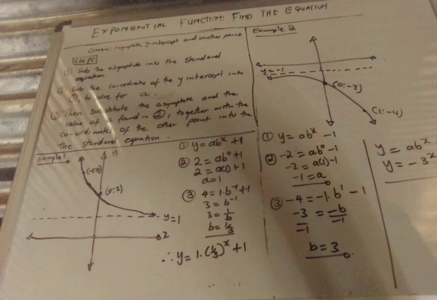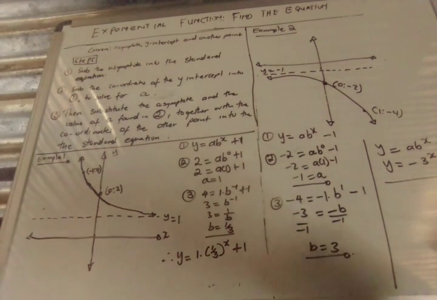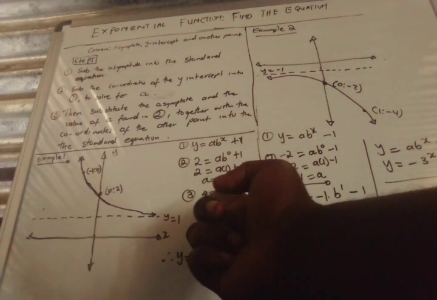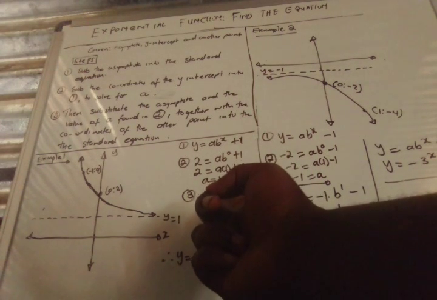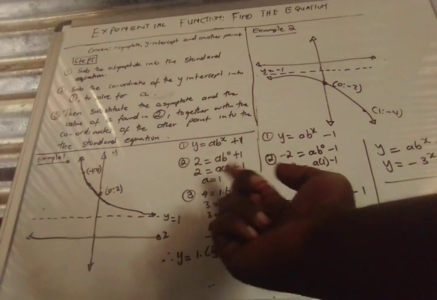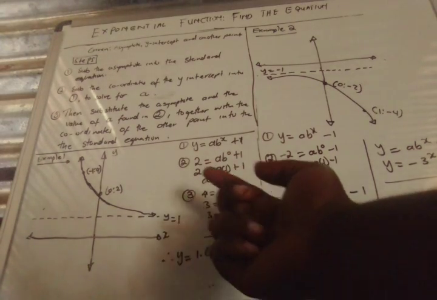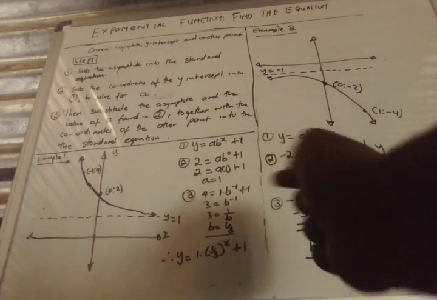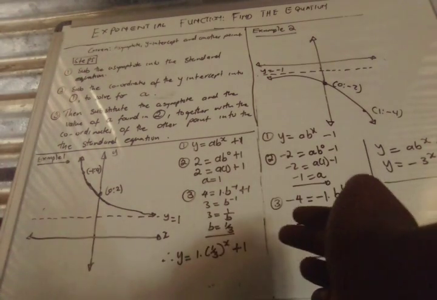Step 3 says that we must substitute the asymptote, the answer that we got in step 2, and the coordinates of the other point on the graph. Our asymptote is plus 1, and the value of a is 1. For the coordinates of the other point, x is -1, we put it there, and then y is that. So from here we'll just solve for b.